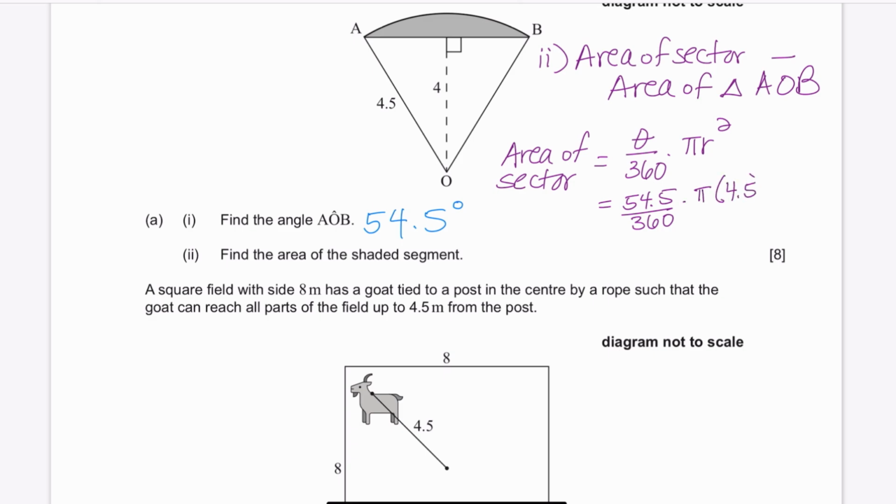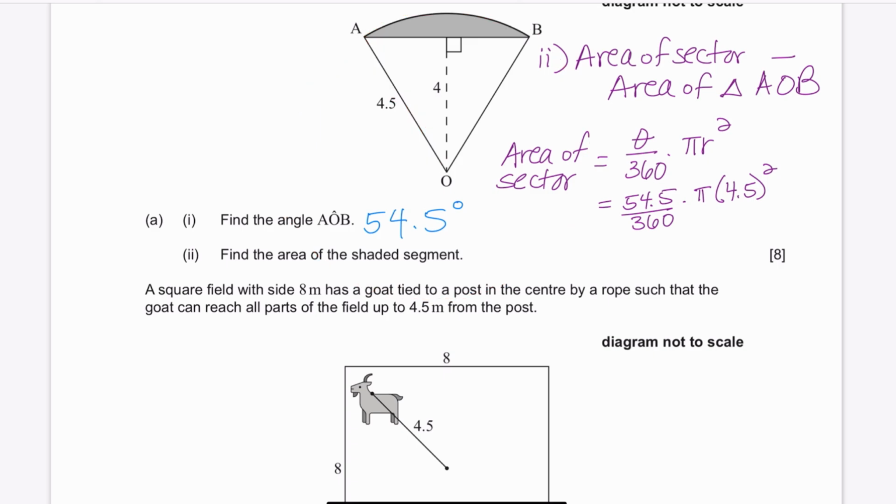Be careful not to use 4 as the radius. You have to remember that this is part of an entire circle. If you were to complete this circle, I know that's a terrible looking circle, but that's the idea. This is the center of the circle. So right here, the 4.5 is the radius of the circle, not the 4.